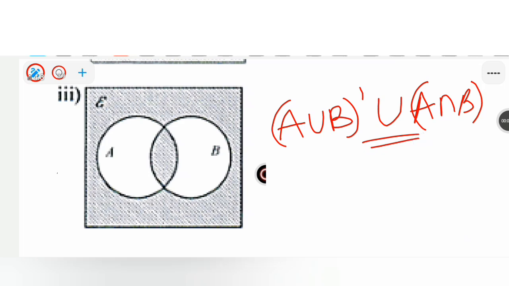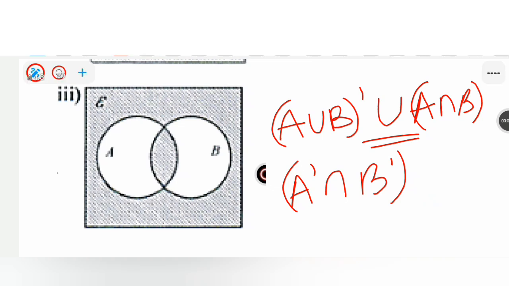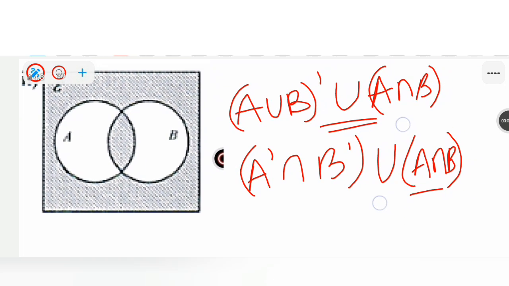But I can also write it another way. If you allow this prime here to enter here, in case you don't see this one in the option, that will be A prime. This one will change to intersection. Then this one will be B prime. Cover your brackets. Then you have your union with A intersection B. So that's the answer to that.